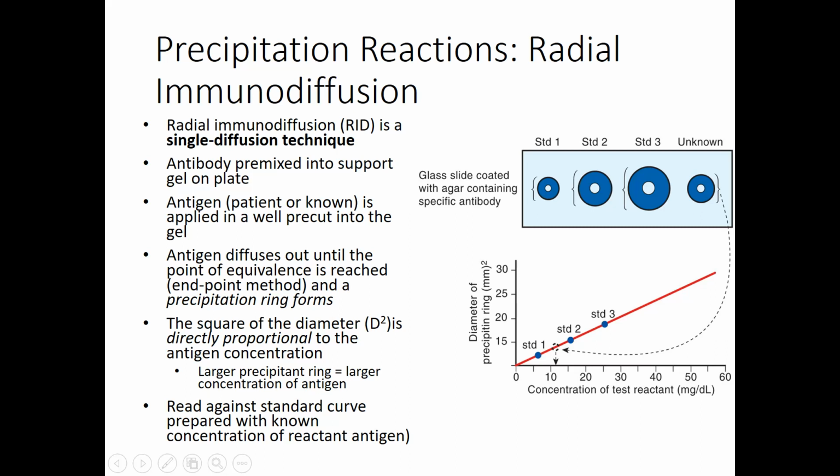We drew the best fit line. Then we took our patient unknown and we measured again the diameter of the ring, squared it, and we got a value of, let's say, 13. Diameter squared is 13. We take 13, we go across until we hit the standard curve, then go down, and we can read that we had roughly 11 milligrams per deciliter of antigen in the patient sample.